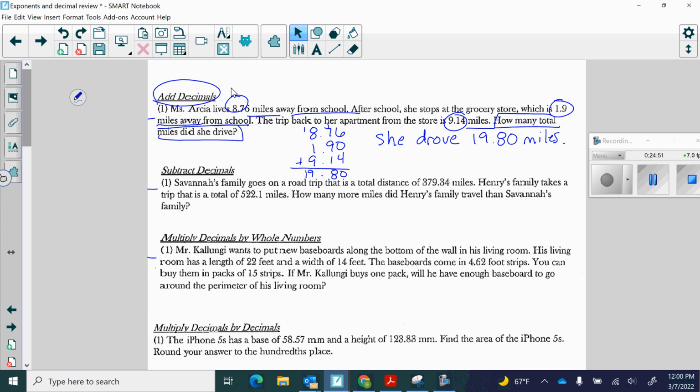All right. The next one, subtracting decimals. Savannah's family goes on a road trip that is a total distance of 379 and 3/400 miles. Henry's family takes a trip that is a total of 522 and 1/10 miles. How many more miles did Henry's family travel than Savannah's family? So we're talking about Henry's family first. Which of the numbers represents Henry's family?